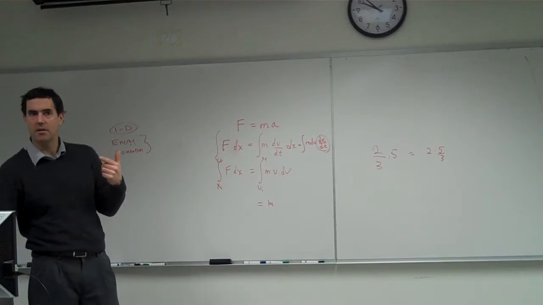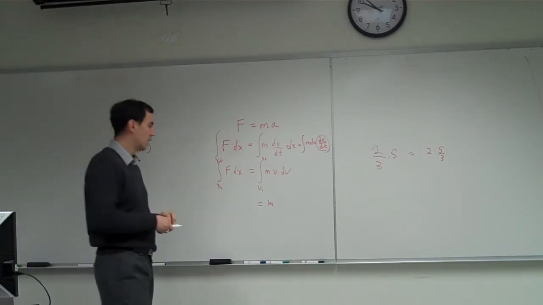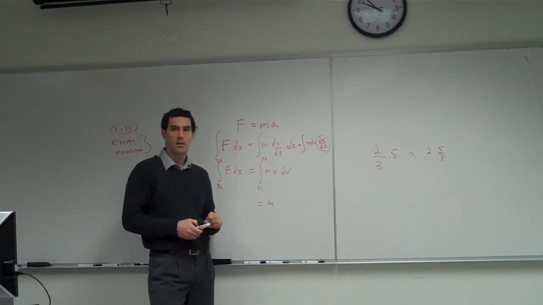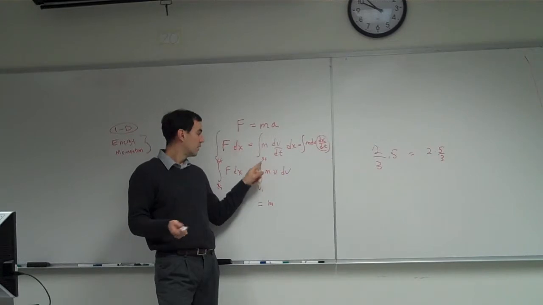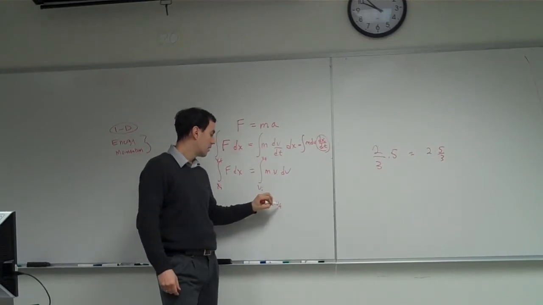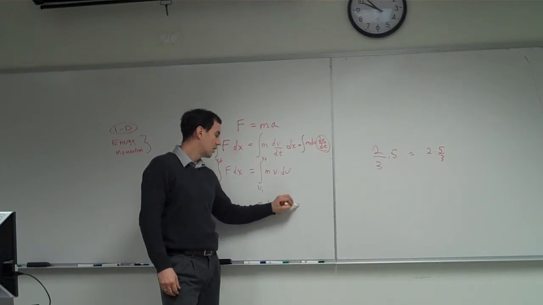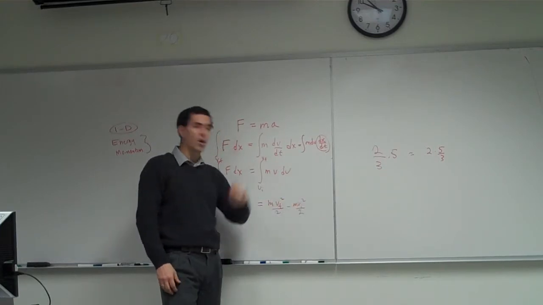Do we do all that in our head, or no? v squared over 2. So James says the integral of v dv is v squared over 2. Yeah, so m v final squared over 2 minus m v initial squared over 2. Good.